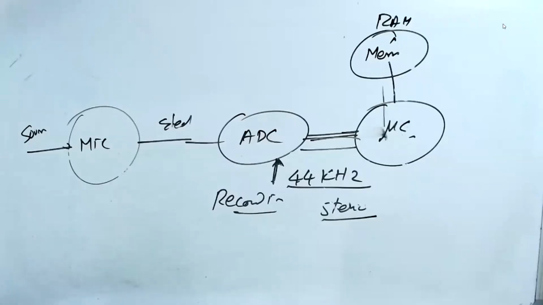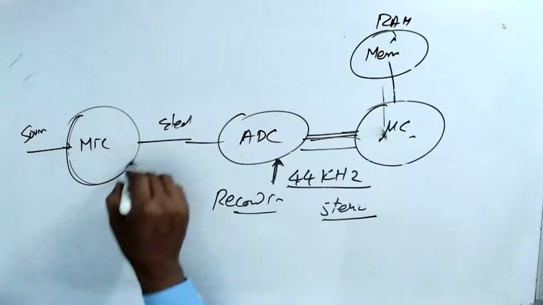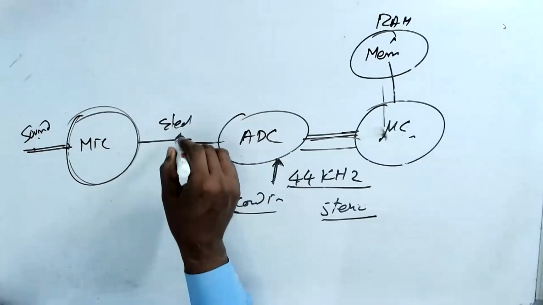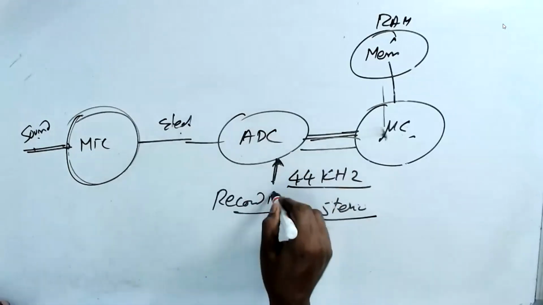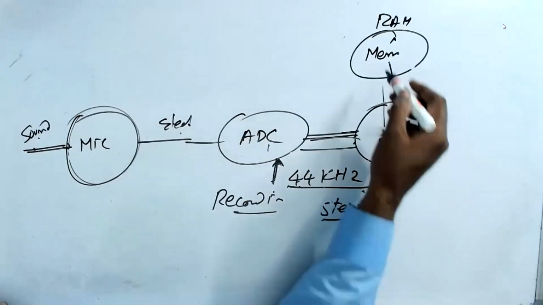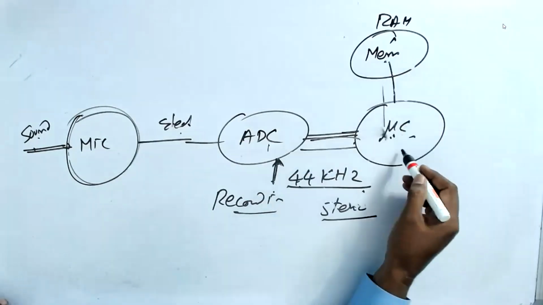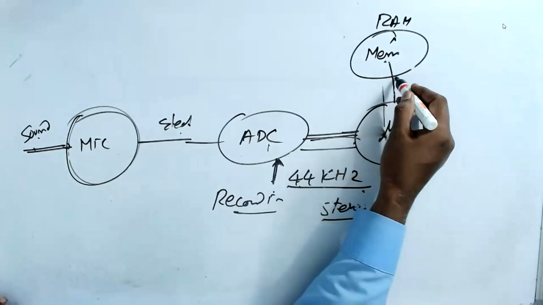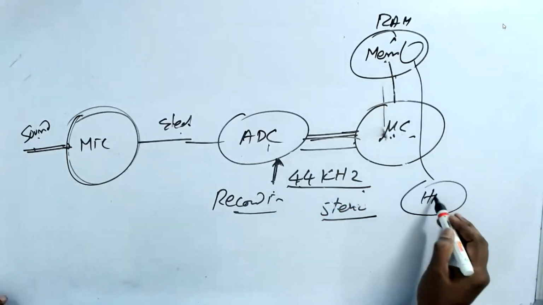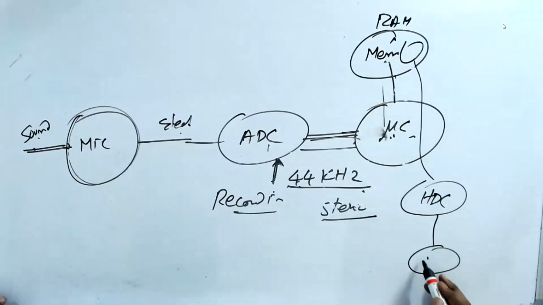So now what happened? You take a mic, take a sound, convert it to electrical, then take the recording. It's 44 kilohertz, take it, and the microcontroller puts it in memory. Then another function takes it from the memory and gives it to the hard disk controller and stores it. Understand?